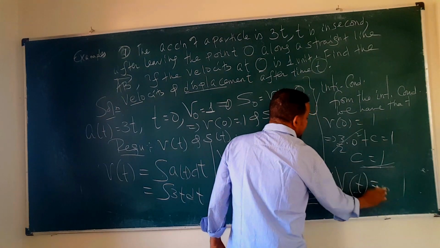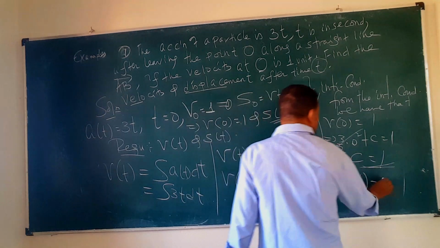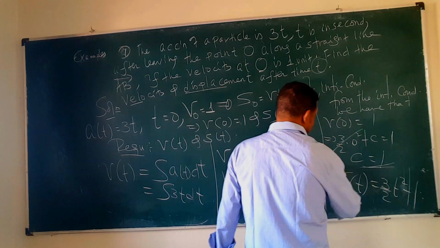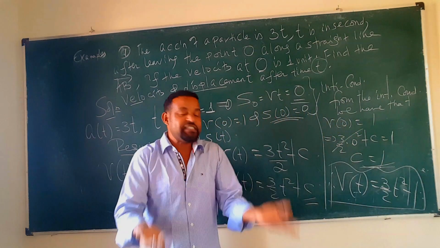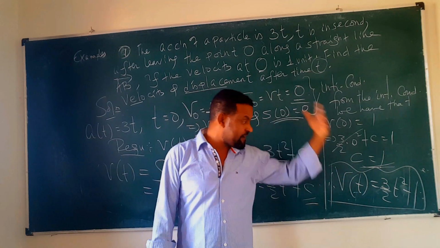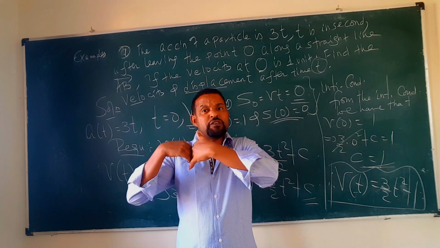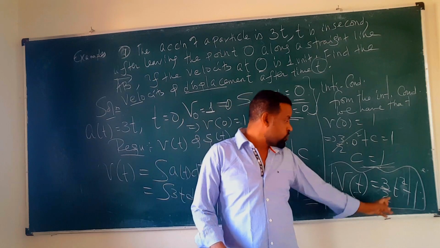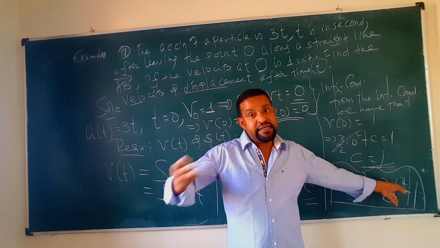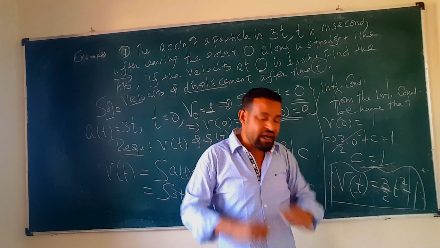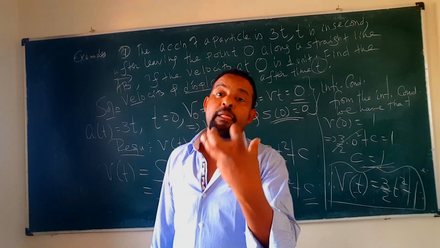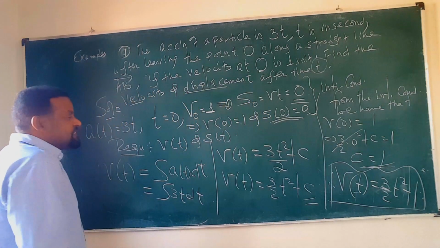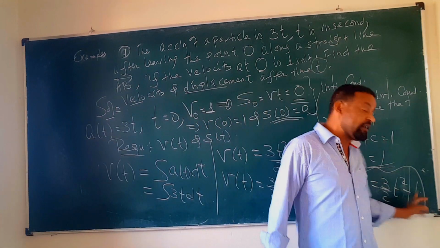Therefore the velocity function v of t is given by 3 over 2 t squared plus 1. So you may be asked what is the velocity of the particle after 3 seconds, after 5 seconds, after 10 seconds, after 20 seconds, after 40 seconds. So by substituting 10 seconds, 20 seconds, 30 seconds in place of t, you can find the velocity of the particle at a particular time. So velocity as a function of t is given by 3 over 2 t squared plus 1.